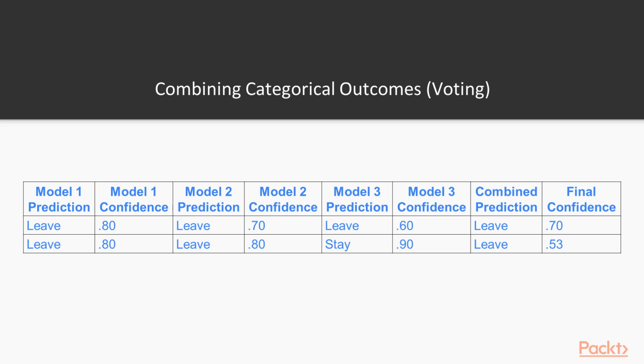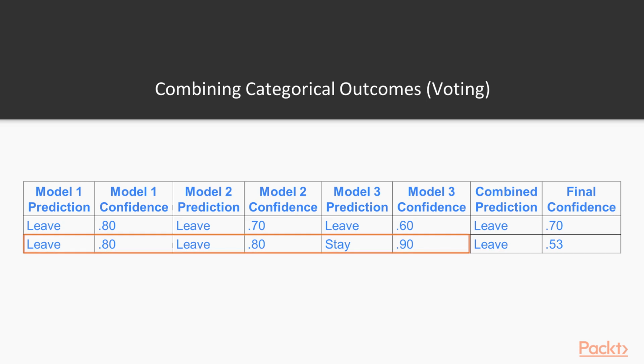Now, if we decide to combine these models, let's take a look at the first row. You can see that for the first row, each of these models is predicting that the person is going to leave. So if we end up combining the predictions, we are still predicting that the person is going to leave. And you can see what happens to the confidence values. We take each one of those individual confidence values, we add them all up, and then we divide by the number of values that went into adding up those confidence values. So you can see that the 0.80 plus 0.70 plus 0.60 divided by 3 ends up giving us a final confidence value of 0.70.